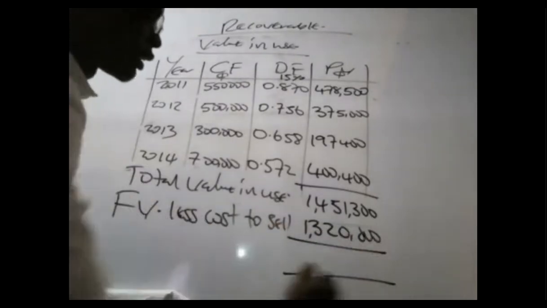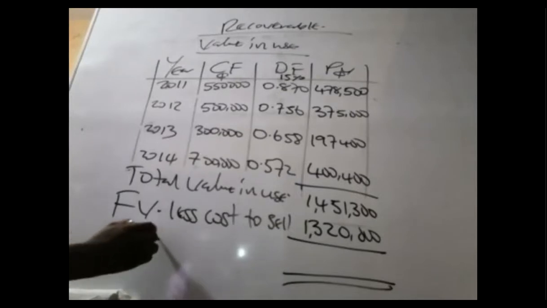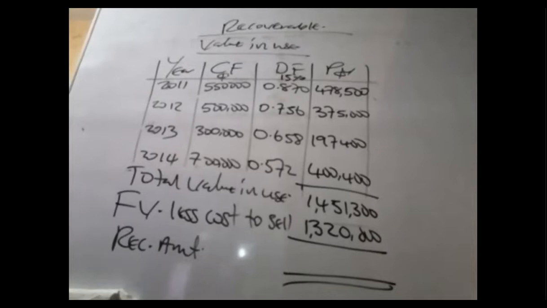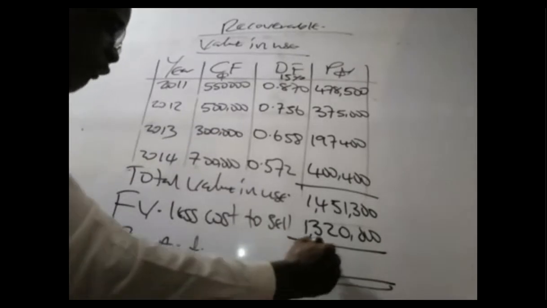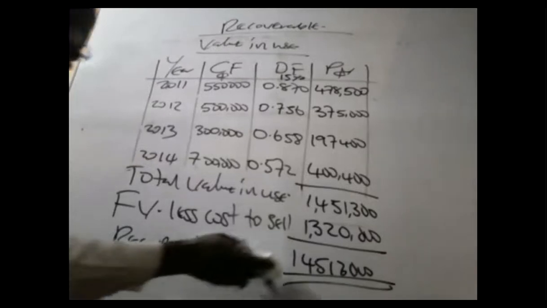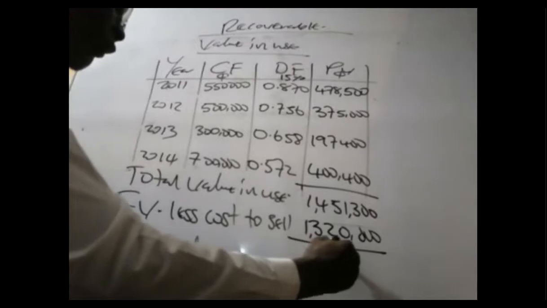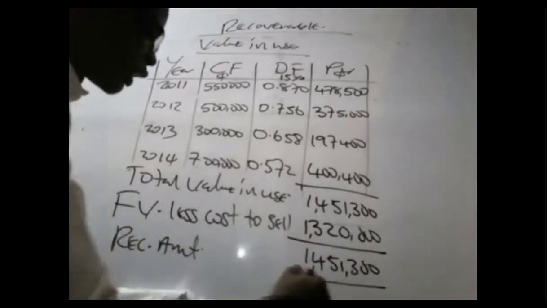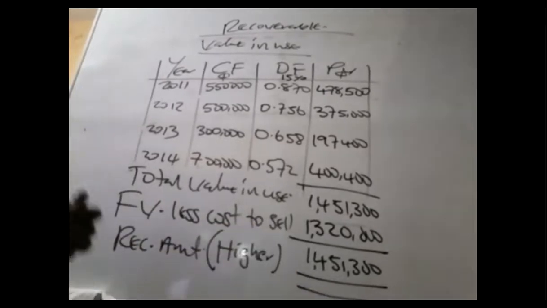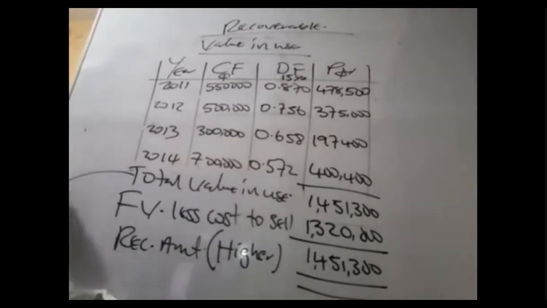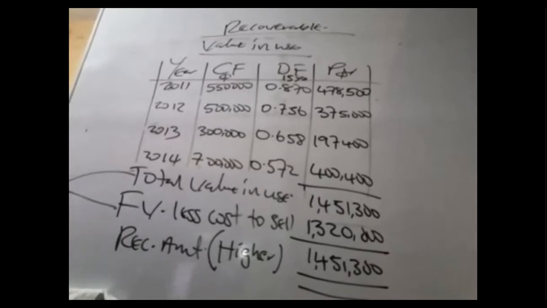So now analyze it like this and determine the recoverable amount. What is the recoverable amount in here? How do you determine the recoverable amount? You're saying that the recoverable amount is the higher. So it should be 1,451,300. How do you get it? Top one, align it. Please, and please again, tell the examiner that you selected that one because it is the higher. Let the examiner be aware that it is the higher, because you are comparing two values. All of a sudden, you selected one. What's the basis?